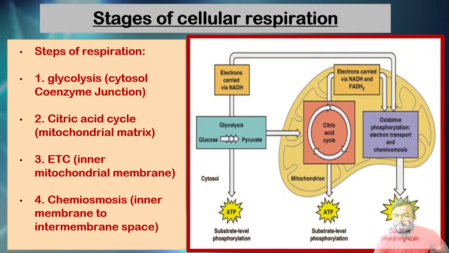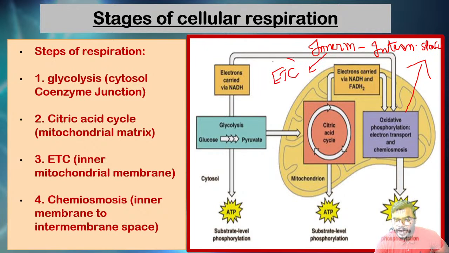And another very important step, oxidative phosphorylation. Where is oxidative phosphorylation occurring? Please remember, friends, it is occurring between the inner membrane and the intermembrane space. This is the area of the electron transport chain, and the electron transport chain is purely on the inner membrane. There is no doubt about it. And where is oxidative phosphorylation occurring? Between the inner membrane and the intermembrane space.